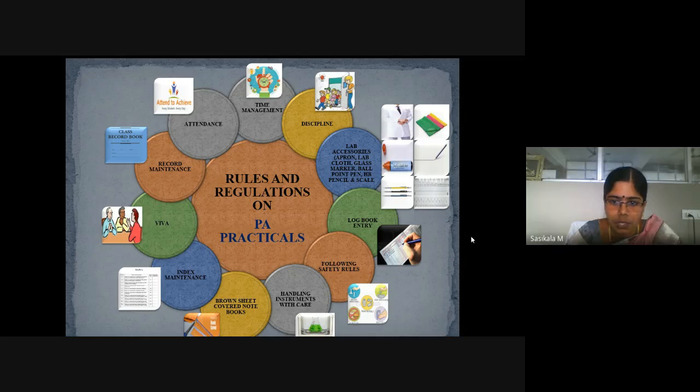Then a logbook entry before using any analytical instrument is a must. Then follow safety rules while handling chemicals. Then handle instruments with care. You need to maintain instruments properly after using. Then a brown sheet covered notebook for your observation and class test. If a class test is conducted on theory in the practical class, then you need to bring the brown sheet covered class test notebook. Then index maintenance in the observation book.